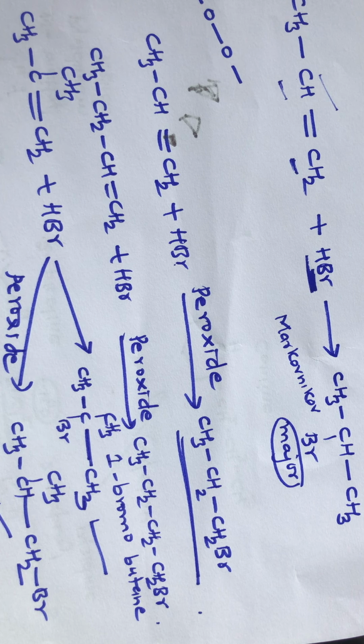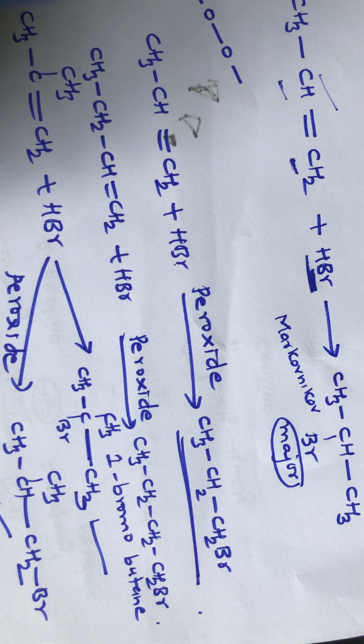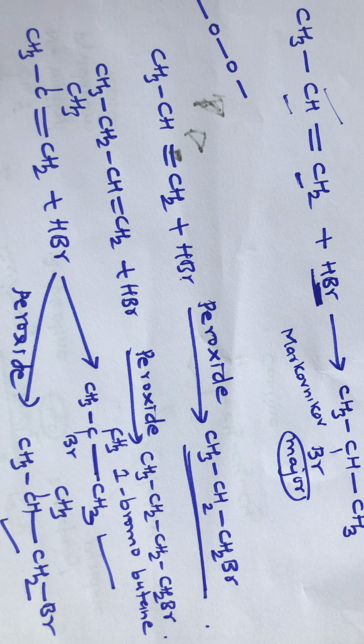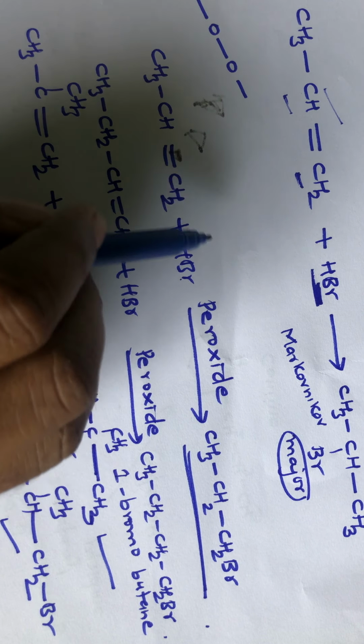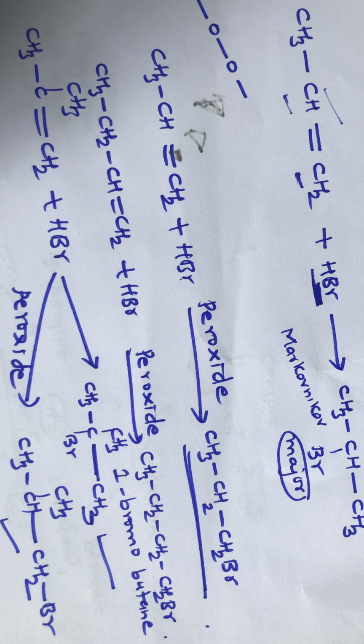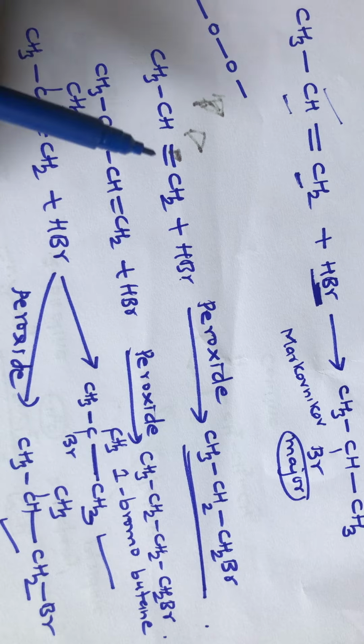What I want to make a point of here is that we are dealing with addition reactions. When we are considering addition reactions, the product formed is governed by a rule called Markovnikov's rule, which says that the negative part will always attack the carbon containing the least number of hydrogen atoms. If you use peroxide in the addition of HBr, then the Br will attack the carbon containing more number of hydrogen atoms. Let us go through the mechanism of this so that we will have a clear idea regarding this. This is called the peroxide effect.